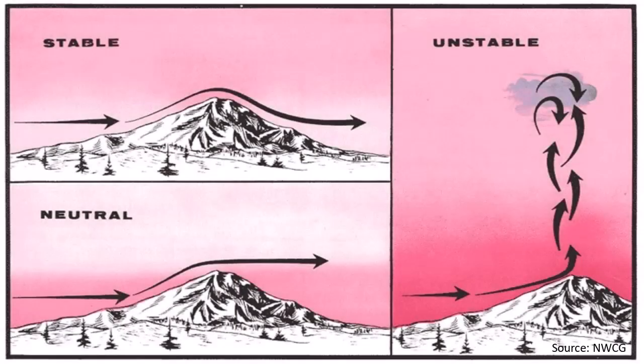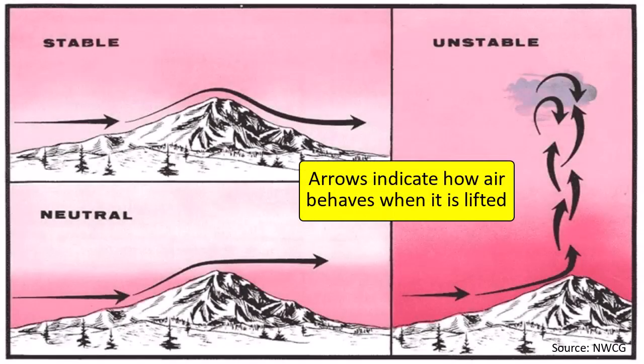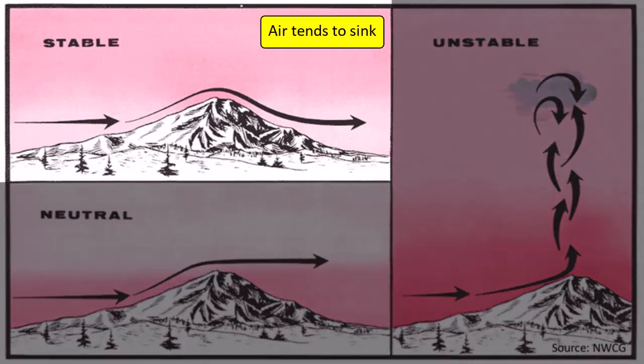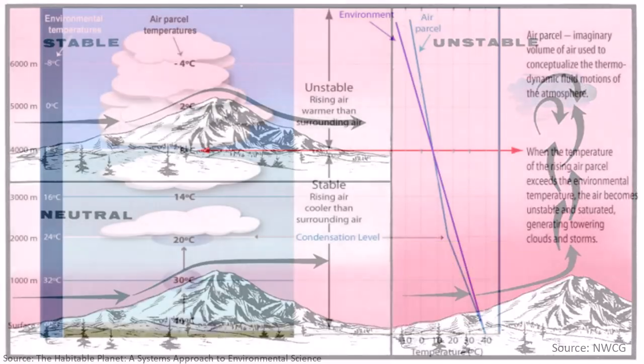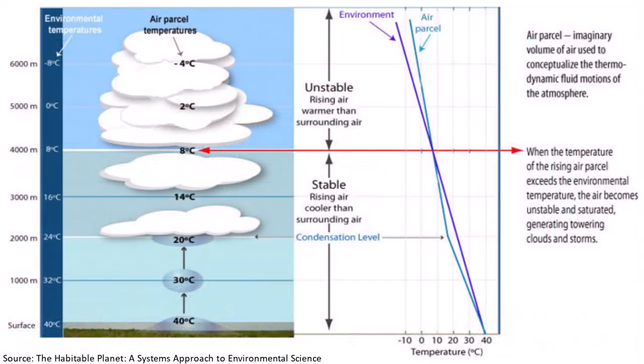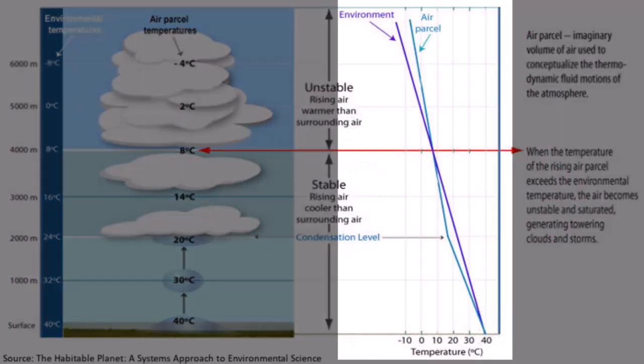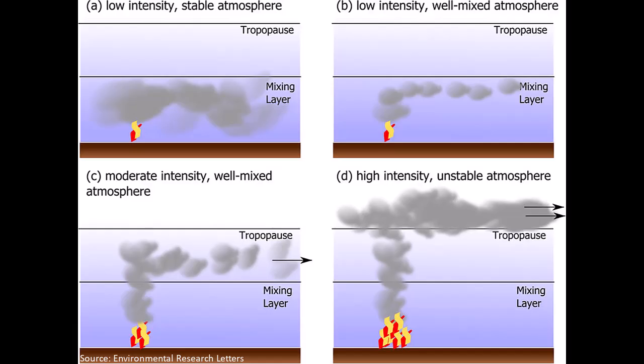Atmospheric stability is a reference to how air behaves when it is lifted under certain weather conditions. A stable atmosphere is one in which air tends to sink, and an unstable atmosphere is one in which air tends to continue rising on its own. The main factor that determines stability is how much temperature changes with height in the environment compared to the typical rate that air cools as it rises. Both the stable and unstable atmosphere have implications on fire behavior and smoke dispersion, which we will go over a little later.